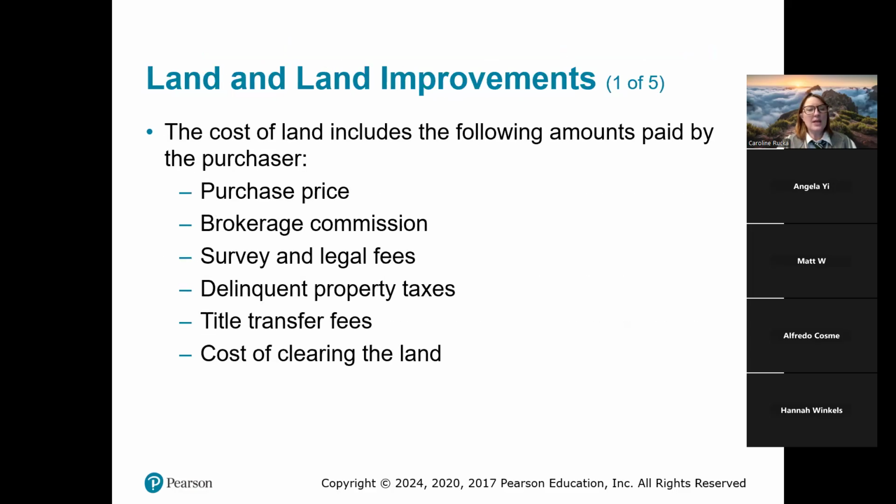The example that they use here is a piece of land. In this case, the cost of the land would include the purchase price, the commission to the broker, any survey or legal fees, any delinquent property taxes that you have to pay to get ownership of that property, the title transfer fees, and the cost of clearing the land to make it useful to you. Okay, all of these things would be included in the cost.